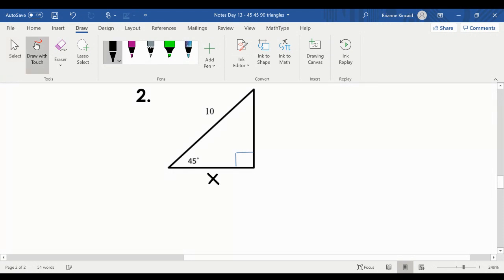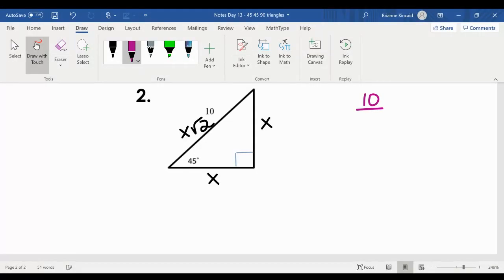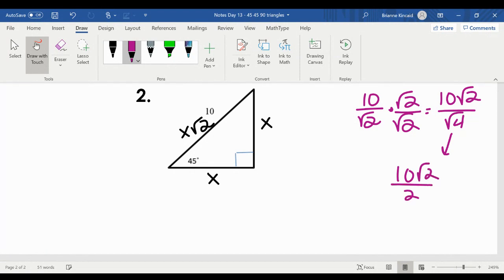once again I'm labeling this as x, x, and x radical 2. This time you're given the hypotenuse, so this is one of these problems that asks you to work backwards. So instead of multiplying by radical 2, I am going to divide by radical 2. And right away you see that you need to rationalize. I multiply by the square root of 2 over the square root of 2, which is 10 radical 2 over the square root of 4. 10 radical 2 over 2, which simplifies to 5 radical 2. And remember, your sides are congruent, so they're both 5 radical 2.